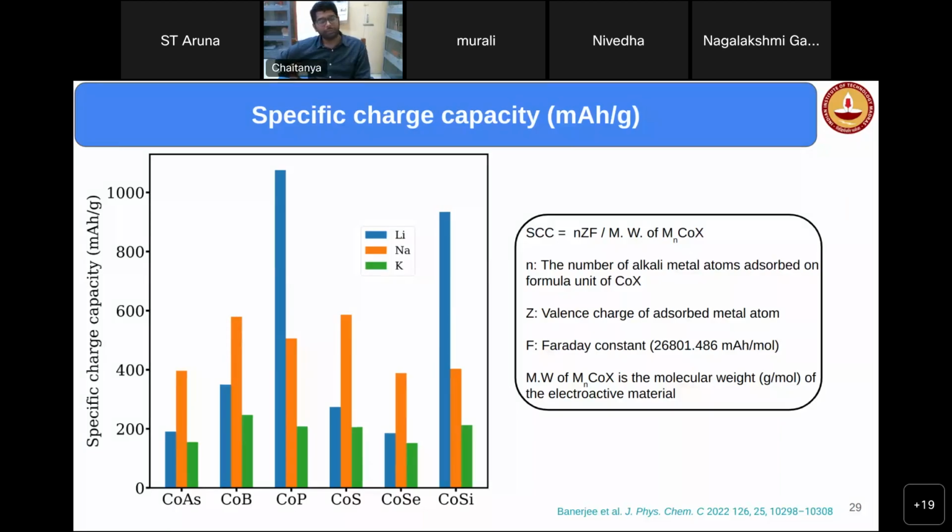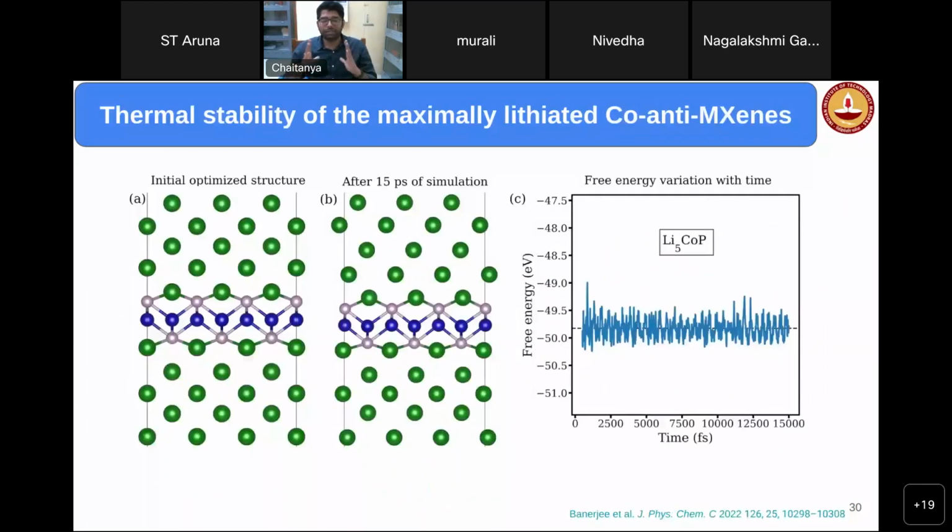The other thing is the thermal stability. What we can do is consider the highest adsorbed structure, that means when you loaded the maximum number of layers. So here, for example, if you consider this is the COP, for this you have loaded up to 5 layers. You take this 5 layer COP and then you run the molecular dynamics simulation at a specific temperature. Here we ran it for 300 Kelvin because we just wanted to understand how it behaves at room temperature.